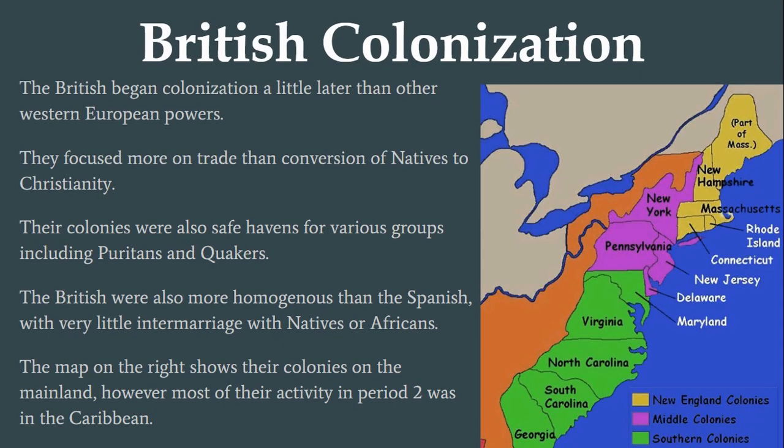The British began colonization a little later than other European powers. They focused more on trade than conversion of natives to Christianity. Their colonies were also safe havens for various groups, including Puritans and Quakers. The British were also more homogeneous than the Spanish, with very little intermarriage with natives or Africans. The map on the right shows their colonies on the mainland. However, most of their activity in Period 2 was in the Caribbean.